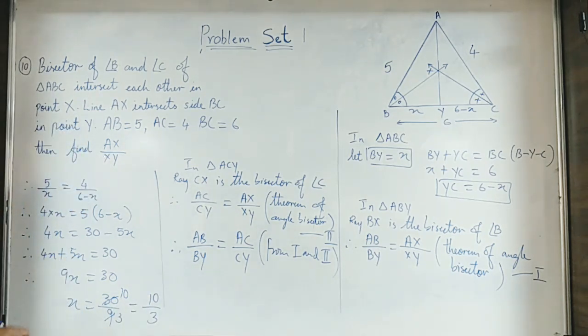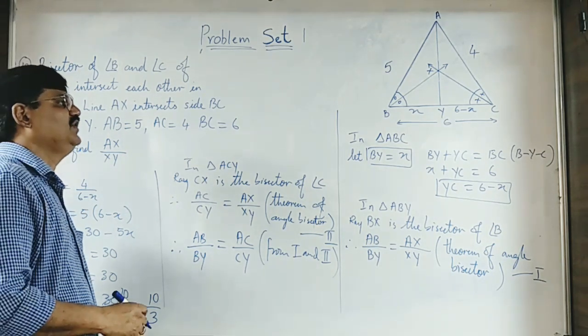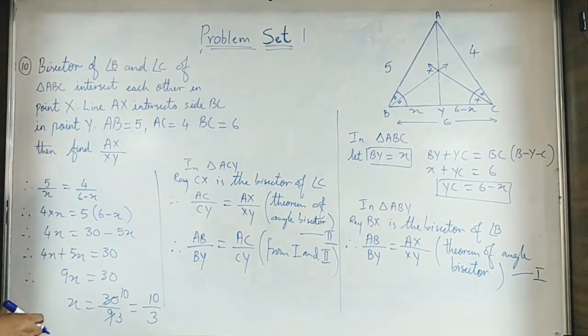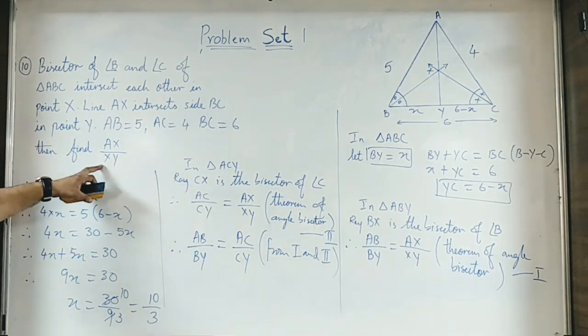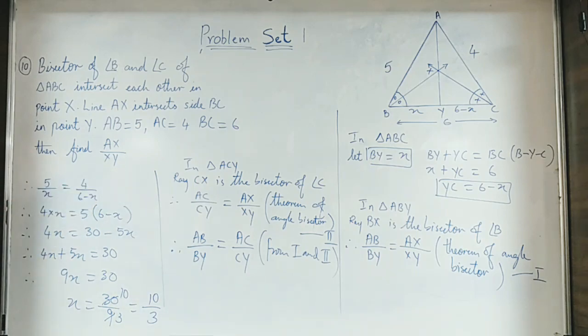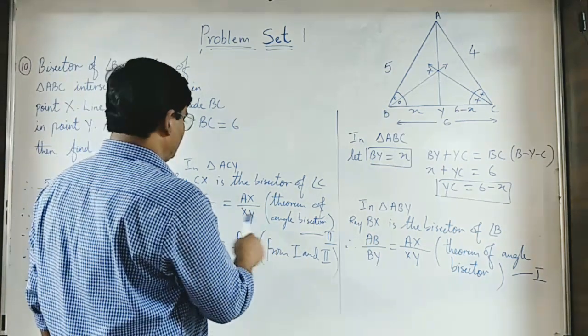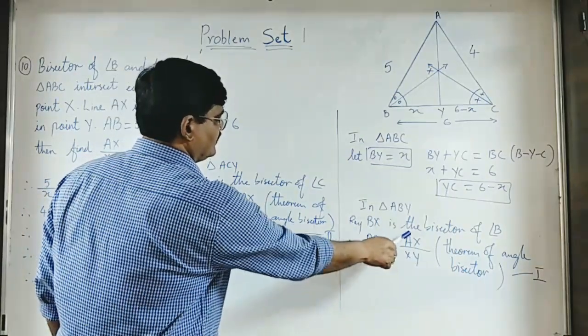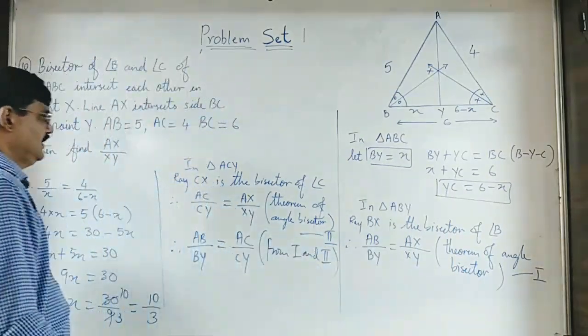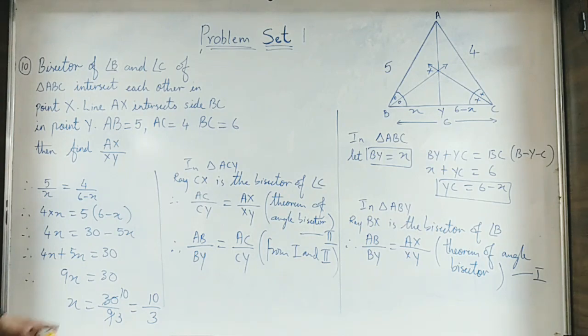So we got the value of x, 10 upon 3. But we don't want to find the value of x. We want to find the ratio AX upon XY. Now, any one of these ratios you can take over here. In this case, AB upon BY is equal to AX upon XY. Can I take that ratio there? I got the value of x over there, that is 10 upon 3.